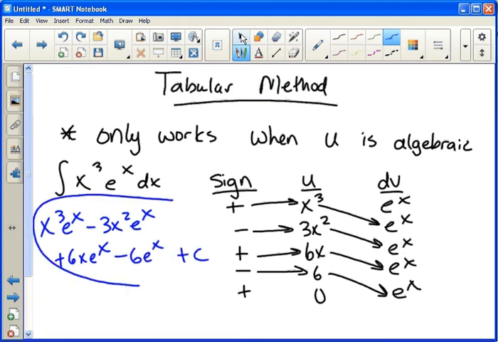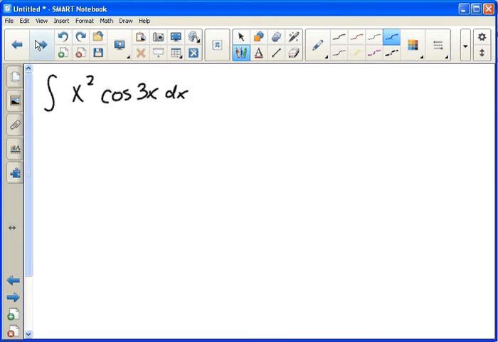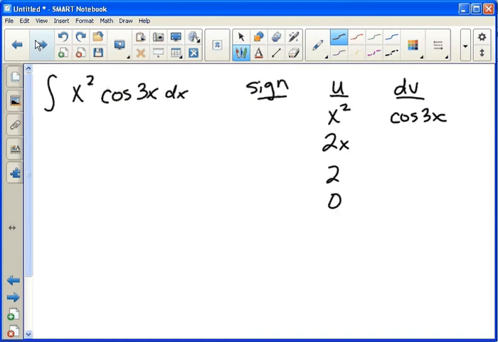So that's the tabular method, and you can use it any time a problem requires integration by parts and the u is algebraic. So I want to show you one more example with that one. x squared cosine of 3x. So we do three columns. We do the sign column, the u column, and the dv column. u is x squared, and dv is cosine of 3x. Okay, we take the derivative of the u until we get to zero, and we take the antiderivative of dv. So the antiderivative of cosine is 1/3 sine of 3x.